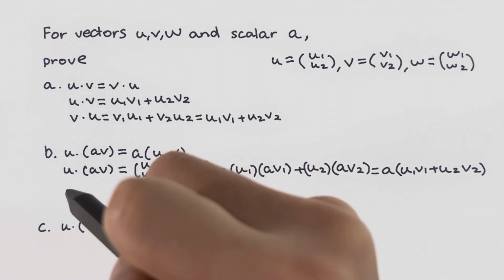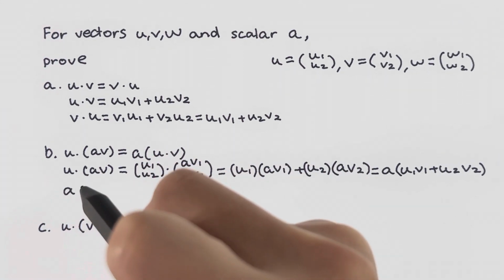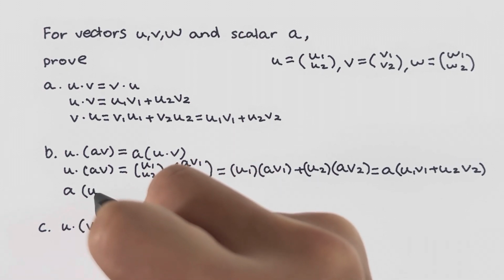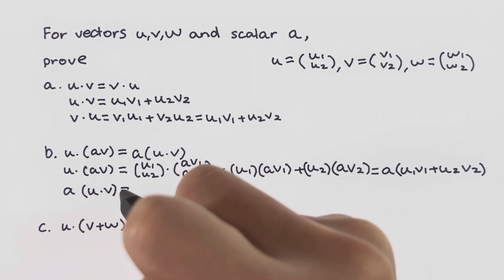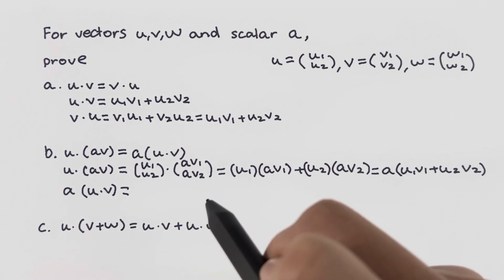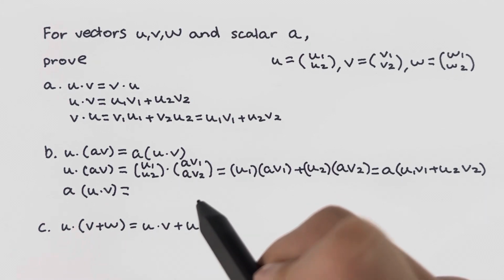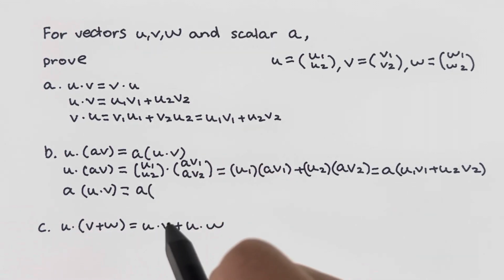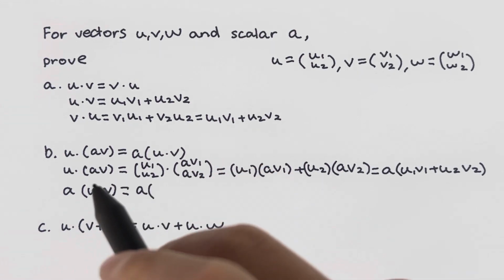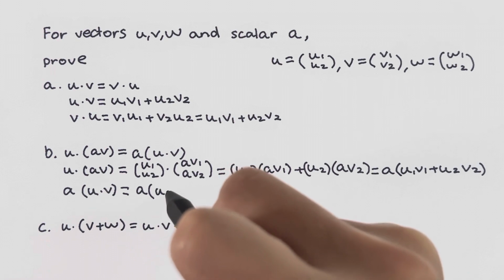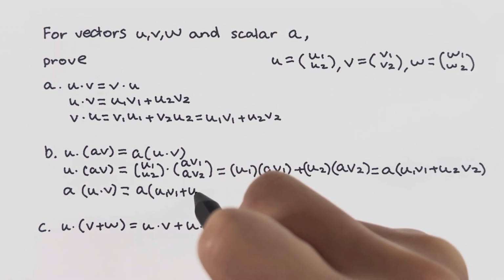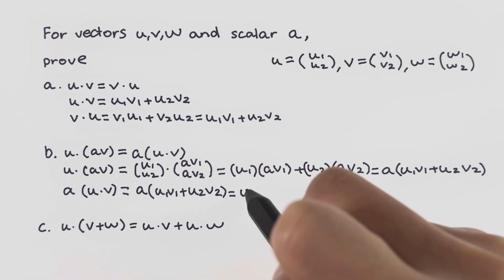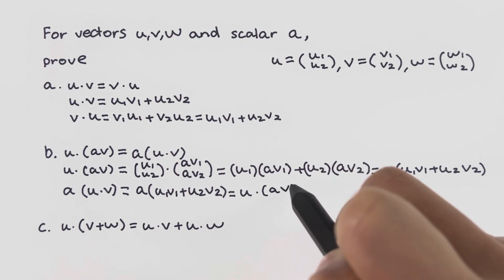Then for a times u times v, this will equal to a times, just multiply the vectors, which is u1 v1 plus u2 v2. So this will equal to u times av.